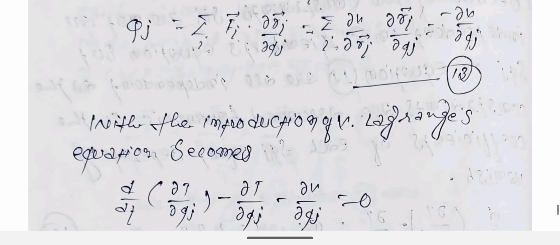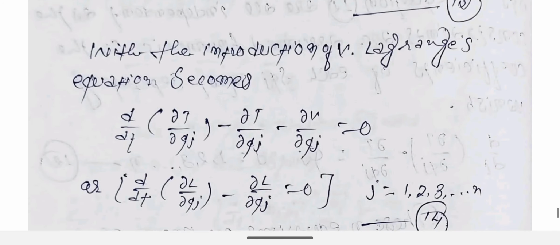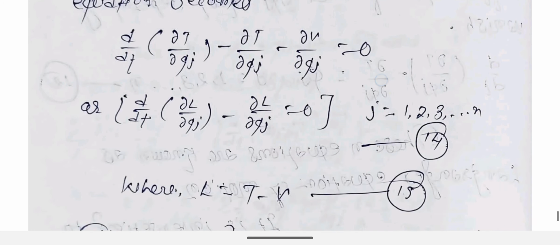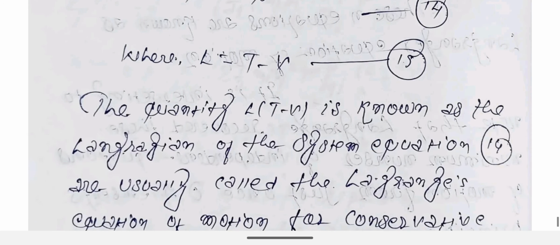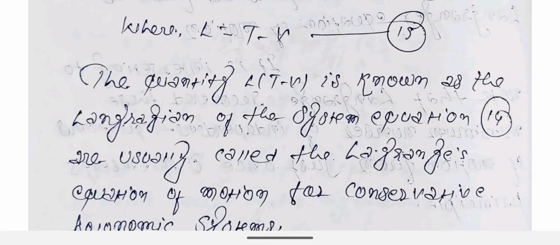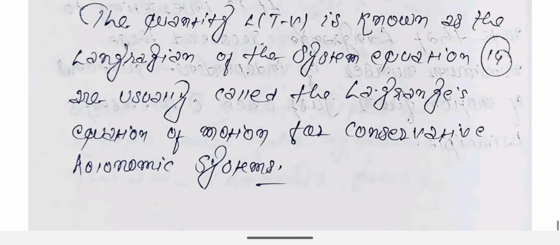With the introduction of V, Lagrange's equations become d by dt of del T by del qj dot minus del T by del qj plus del V by del qj is equal to 0, or d by dt of del L by del qj dot minus del L by del qj is equal to 0. This is equation 14, where L is equal to T minus V. This is equation 15. The quantity L equal to T minus V is known as the Lagrangian of the system. Equation 14 are usually called the Lagrangian equations of motion for conservative holonomic systems.